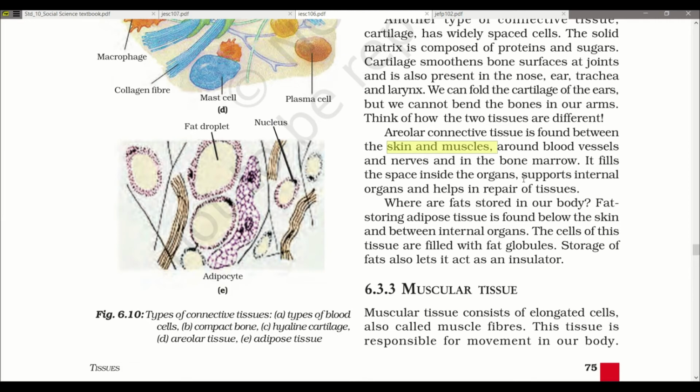Where is fat stored in our body? Fat-storing adipose tissue is found below the skin and between the internal organs. The cells of this tissue are filled with fat globules. Storage of fat also lets it act as an insulator.